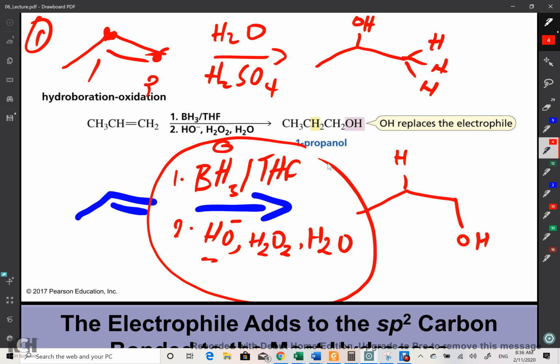But hydroboration follows the anti-Markovnikov rule. Does that make sense? It follows the anti-Markovnikov rule. And so the hydrogen will add to the carbon with fewer hydrogen. Does that make sense? That's the difference between those two reactions. Similarity, they all add a water molecule to the double bond. The difference, one follows the Markovnikov, the other one follows the anti-Markovnikov. Are we good with that? And that's all I need you guys to know for hydroboration.